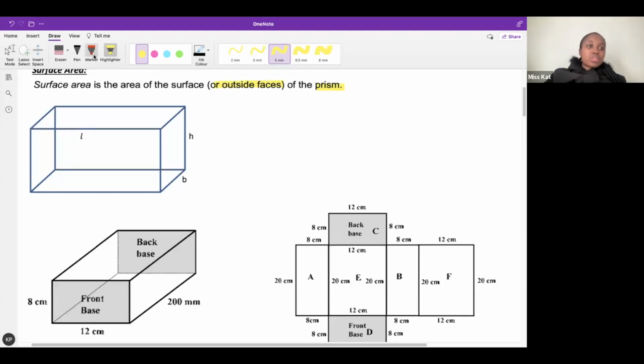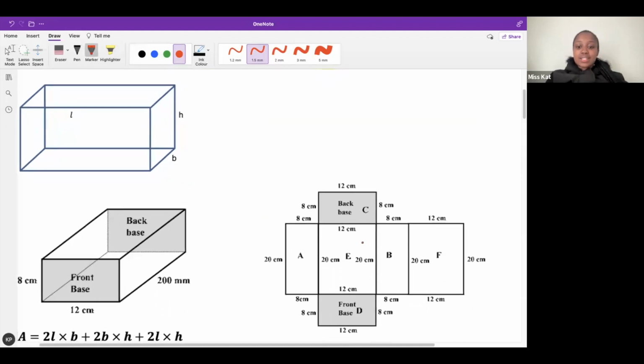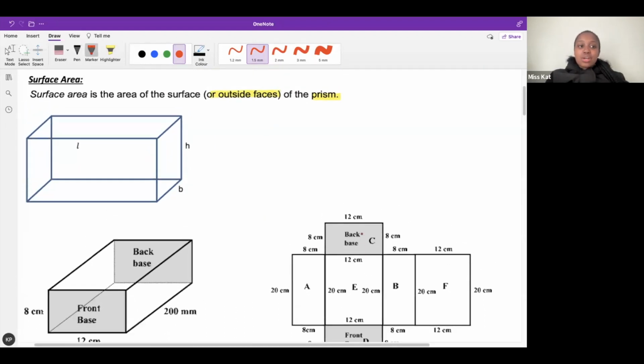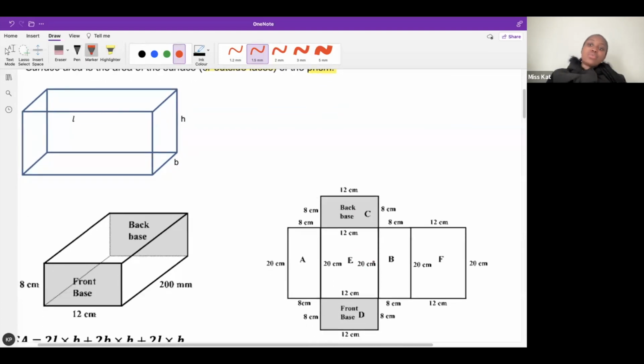But we don't have to work those areas out one by one. If you look here, this is a net of a rectangular prism, okay? That means if you unravel, I'm really struggling to find the word for what you're doing to this shape. If you unravel the shape, this is what it will look like, okay?